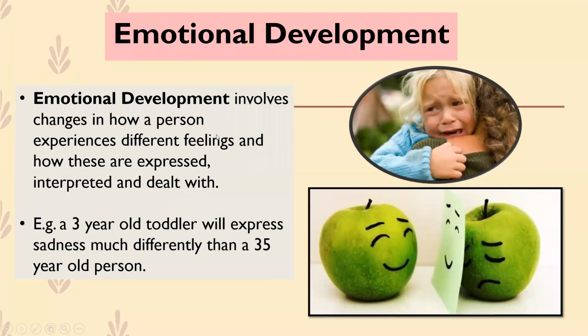The first one is emotional. Emotional development is about how a person's ability to express their emotions and feelings changes as they get older. It's not just about how you express your feelings, but also how you deal with them and how you control them. When you're young, like a little kid, you can't really control your anger or your frustration or your sadness. You just cry. But as you get older, you express sadness in a much more subtle way. You could pretend to be happy even though you're sad or upset on the inside. That's how emotional development can change as we get older.